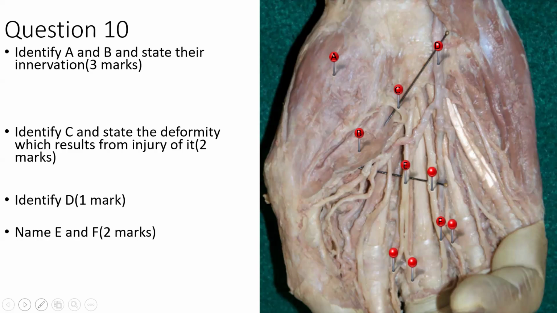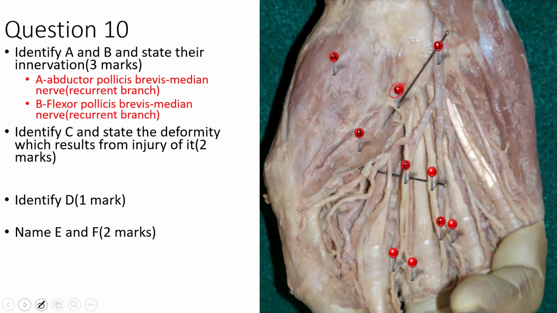What is the innervation? Very good. Recurrent branch of median nerve. And now this is the recurrent. C is now the recurrent branch of median nerve. So we have named it as the recurrent branch of median nerve. So C, what is the deformity which results from injury of that nerve? Very good. Ape hand deformity.